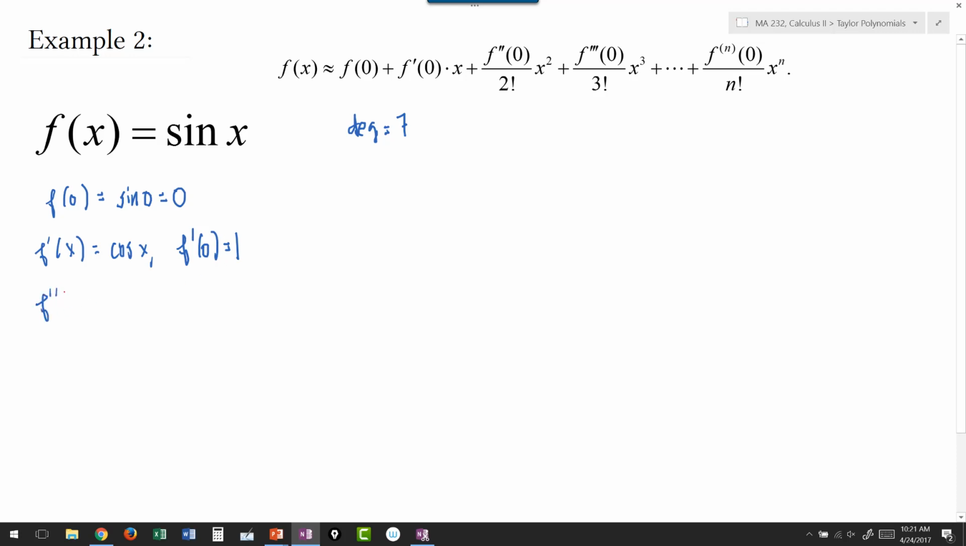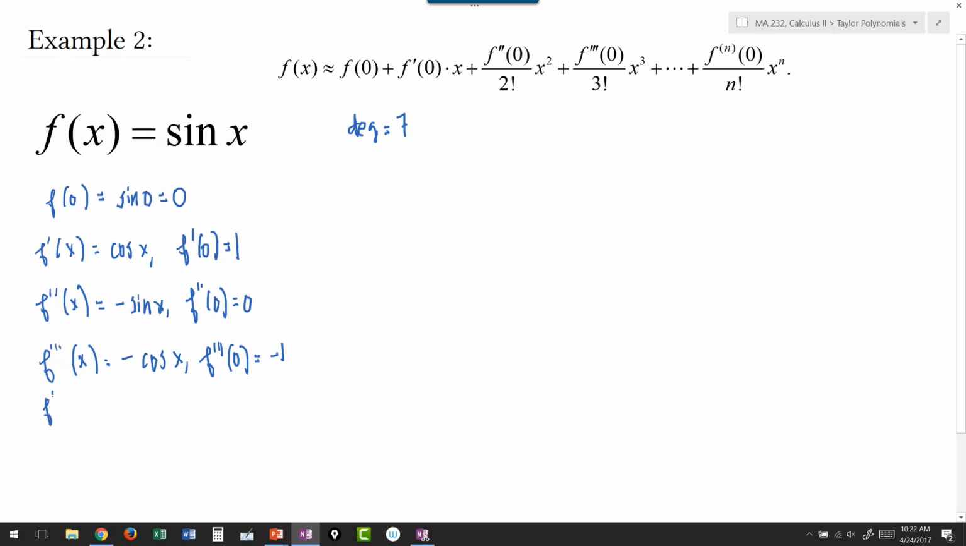The second derivative would be the derivative of cosine, that's minus the sine. If I plug 0 into minus sine, I get 0 again. Third derivative, my function would be minus the cosine. The third derivative evaluated at 0 would be minus 1.